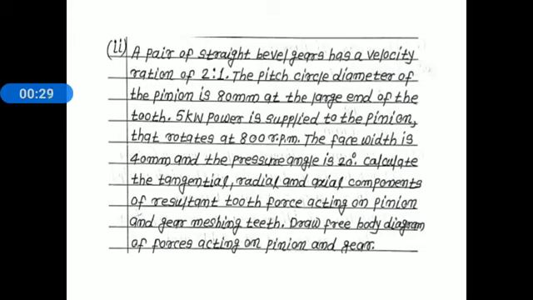Everyone clearly read this problem statement. A pair of straight bevel gears has a velocity ratio of 2:1. The pitch circle diameter of pinion is 80 millimeter at the large end of the tooth. 5 kilowatt power is supplied to the pinion that rotates at 800 rpm. The face width is 40 millimeter and the pressure angle is 20 degree.